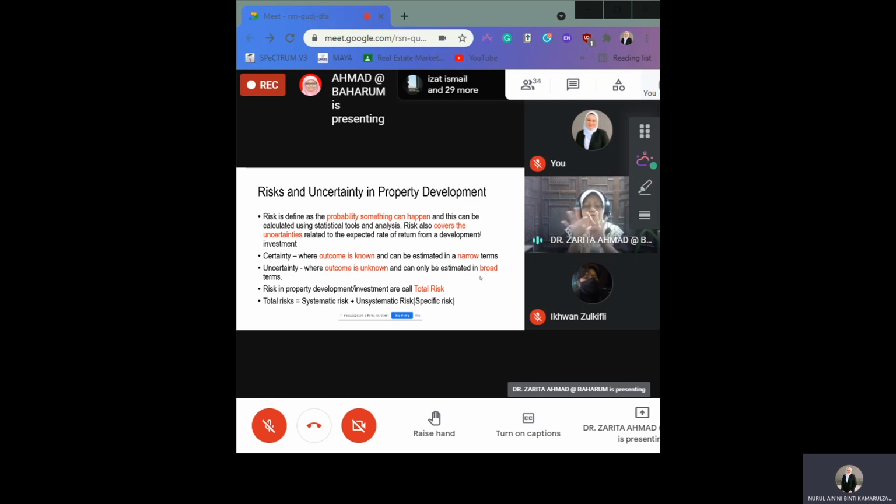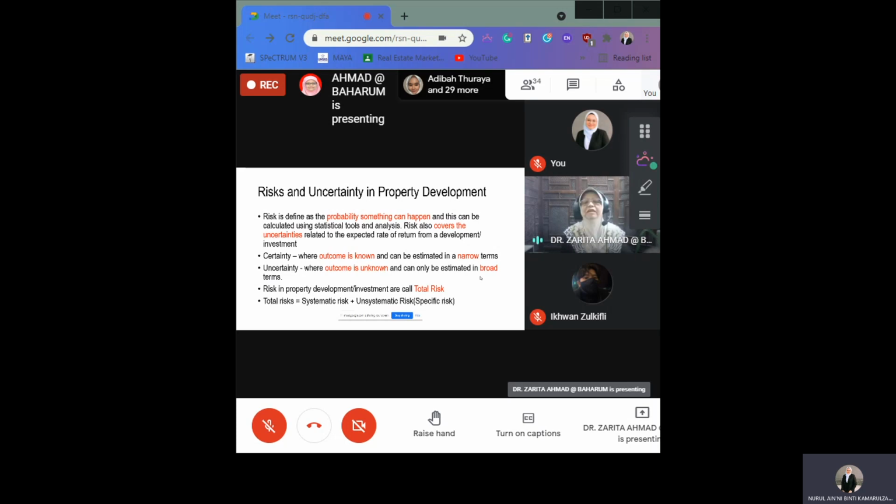These three keywords are very important in regards to property development. So risk is the probability of something that can happen. What is that supposed to mean? Because risk can be calculated using your statistical tools. Risk can be calculated.